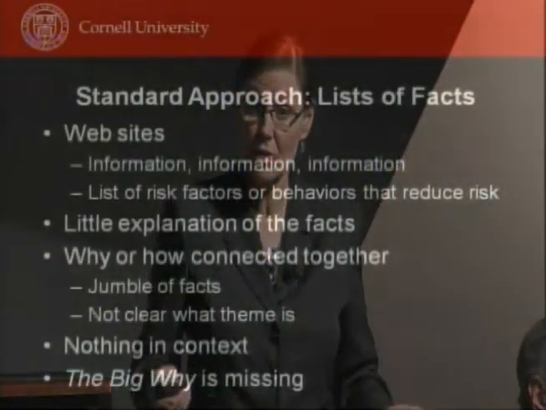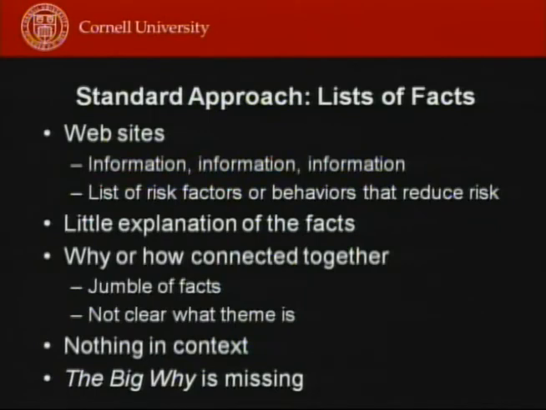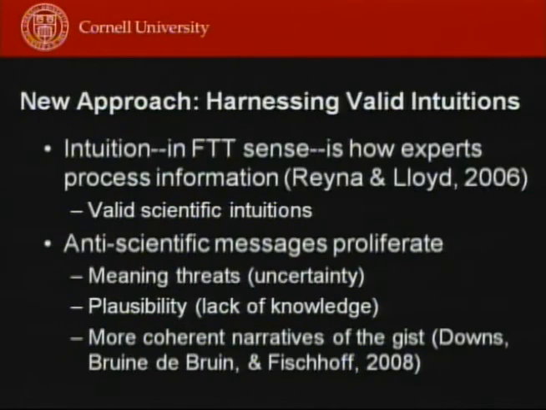So what are the standard websites out there? Mostly I'm thinking about public health websites, which are very well-intentioned and have a lot of incredibly useful information, sort of like the information we talked about regarding Katrina. Sometimes there's information out there, we're just not grasping it. Why? Because it's a list of jumbled facts that has no coherence to it. If you look at the anti-science websites, you often see a very coherent and compelling causal story. But on the official websites, often that's lacking. It's not in context. That big why, that gist, is missing for people. So what's my new approach?